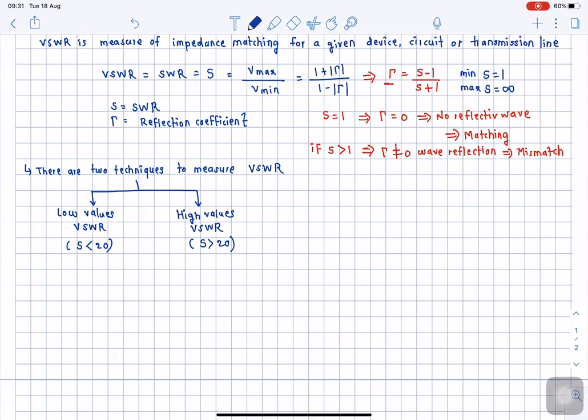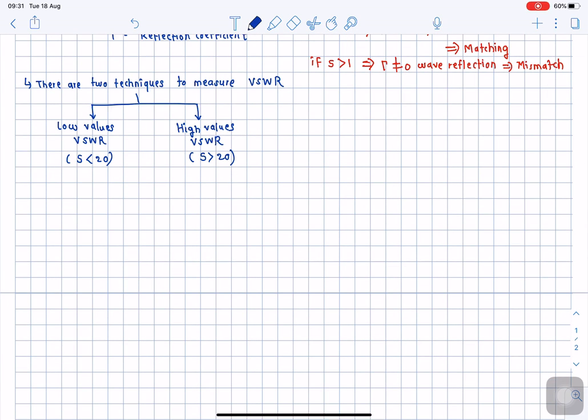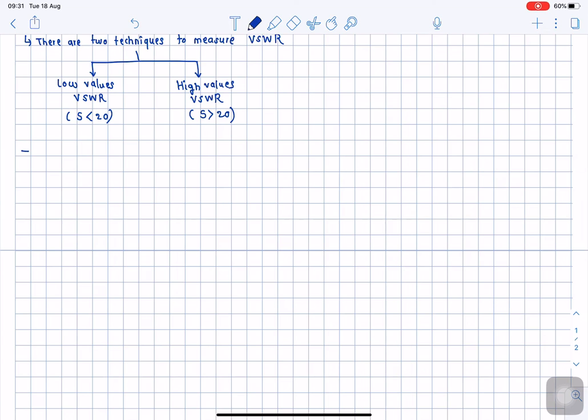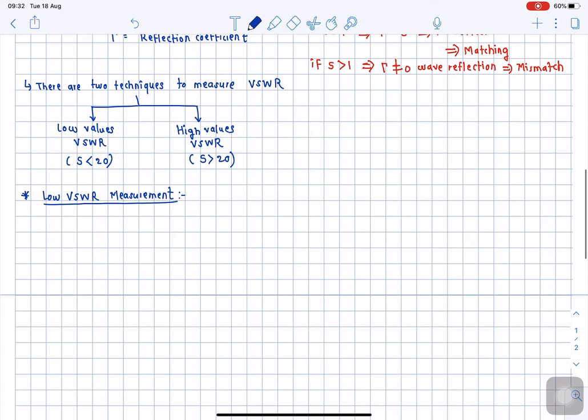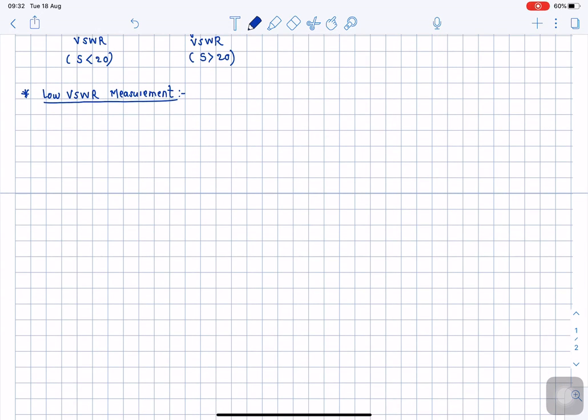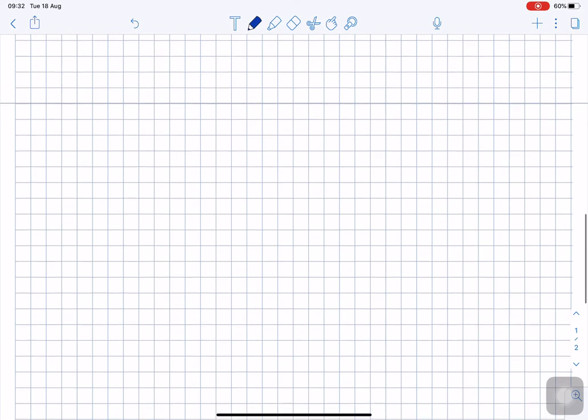Now let us first see the method of low values of VSWR measurement. How to measure the low values of VSWR, which are up to values of 20? For that, as we already said, we are going to take help of a low cost laboratory measurement. In this laboratory measurement we have a microwave source, and this microwave source is getting modulated with a certain signal. This type of procedure we will set up for measurement of low values of VSWR.